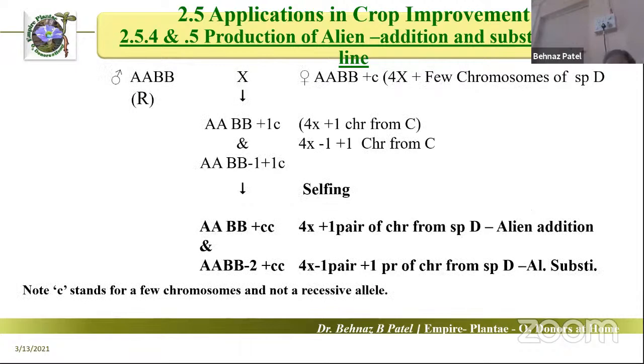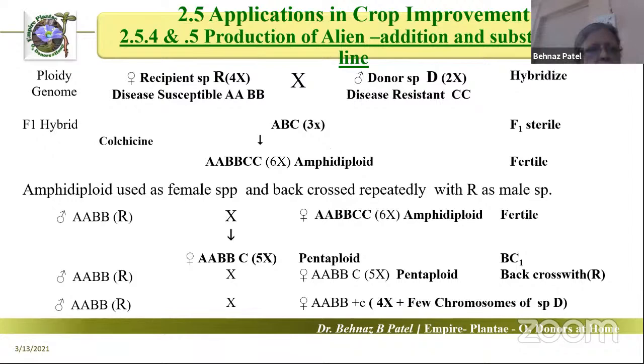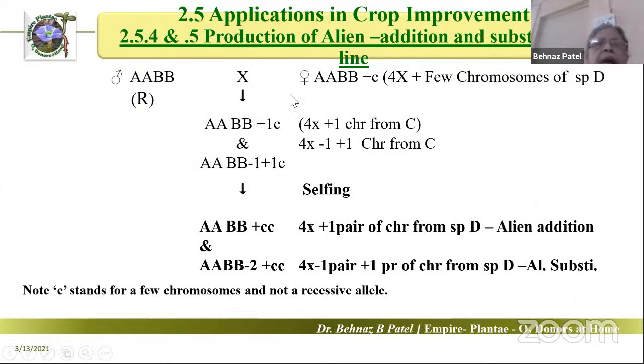Now, next time we will draw these also ourselves so that you will understand it better. I will just complete this alien substitution line and then we will stop here. A, B, B, and here I've got the C. Now I want it to be substituted. So I will be taking a few chromosomes from C and it will get incorporated. Ultimately, I will reach a stage where it should be 1C, which becomes my alien addition line. This becomes my alien substitution line. From AABB, one of the chromosomes is eliminated. So now, selfing will result in CC, and that is an alien addition line, complete chromosome C, or you can write even 2C. And here I will write minus 2 and CC.